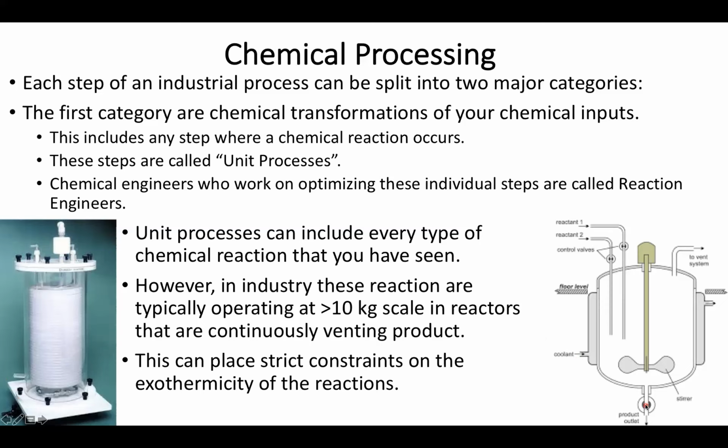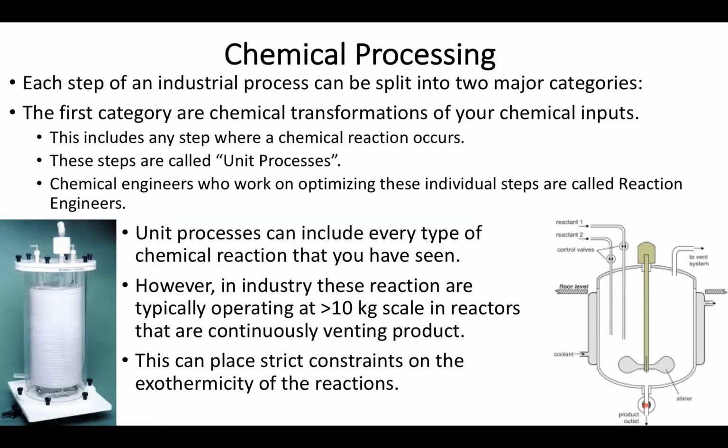And so we're going to have a lot of restrictions placed on these reactions because of the size and scale. One of the most notable, which is a lot of favorable reactions, are exothermic. But it turns out that if I have a reaction that's producing too much heat, well, that can quickly get away from me and cause things to blow up. So we're going to have a lot of restrictions on what unit processes we can perform.